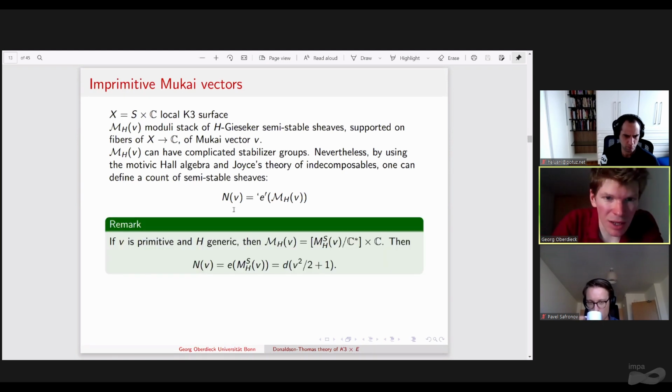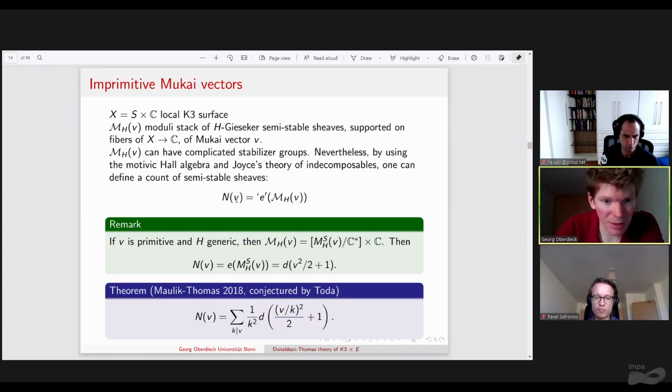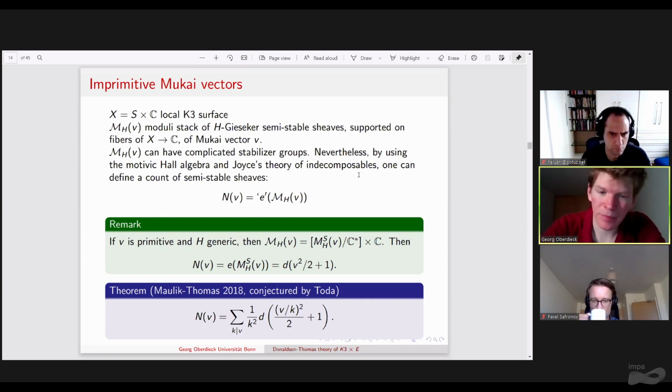And so if V is primitive, you reduce to the old case, but if V is imprimitive, you really get a new result and a new counting formula. This was first conjectured by Toda and then recently proven by Maulik and Thomas. So this is some sort of multiple cover formula for the counts of sheaves in imprimitive Mukai vector.